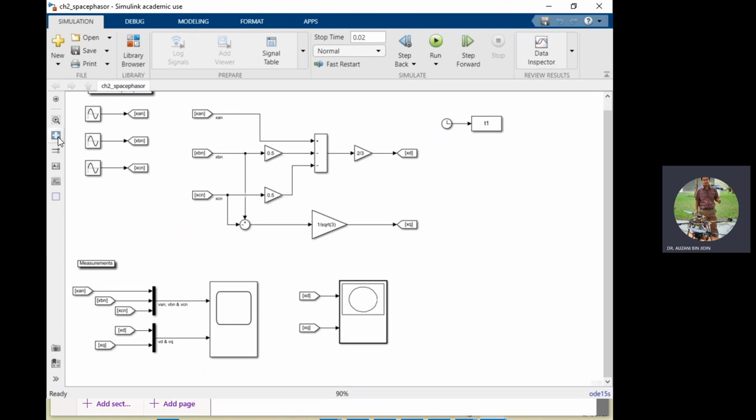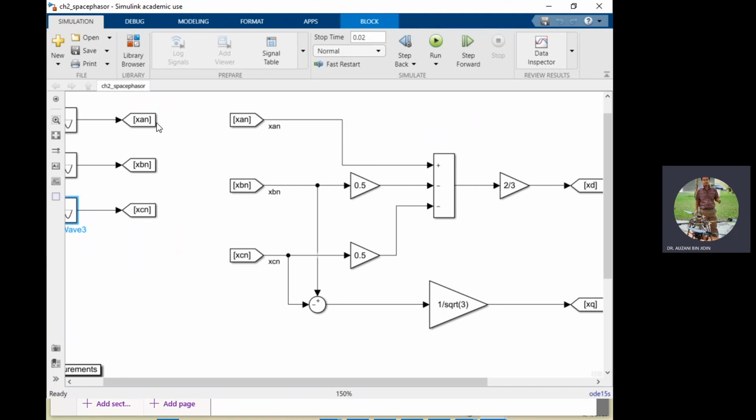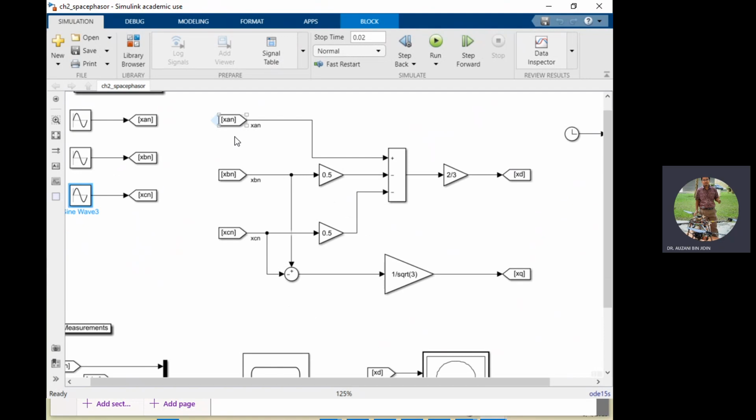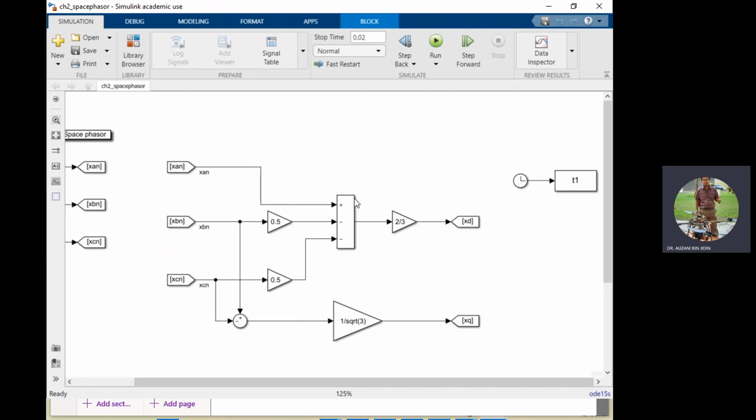Okay, so from this simulation model, I designed the three phase waveforms VA, VB, VC using the sine wave block. Then this signal will pass to this section. You can see XAN in general representation, where X can be voltage, current, or flux. For our case, it's voltage because we work on space vector voltage. So for the three phase voltages VAN, VBN, VCN, you can construct this transformation block in order to plot the waveforms of VD and VQ.